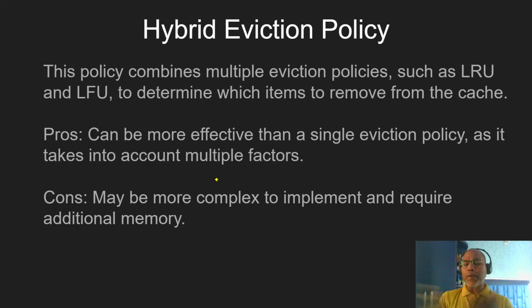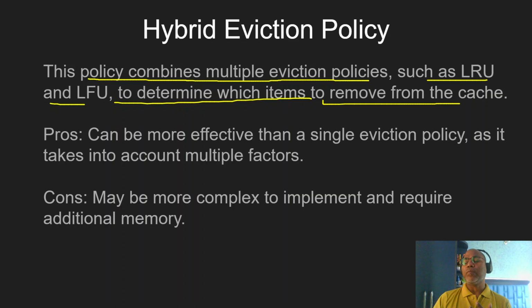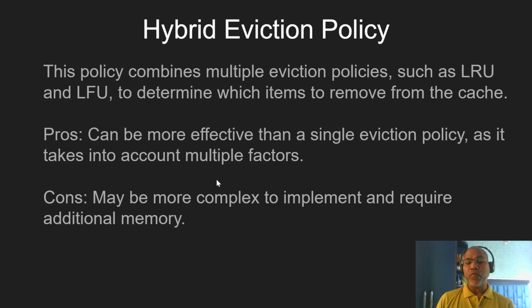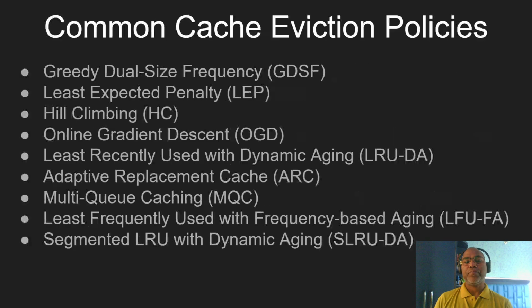And sometimes you can use hybrid approaches. You can combine a couple of policies. A hybrid policy combines multiple eviction policies, such as LRU and LFU, to determine which item is removed from the cache. You can apply it in many places, and it can become more effective than a single eviction policy. It may be more complex to implement, but it will help in many places. Sometimes you can combine two or three policies and make one hybrid policy, and that gives good performance, a more effective policy than a single eviction policy.